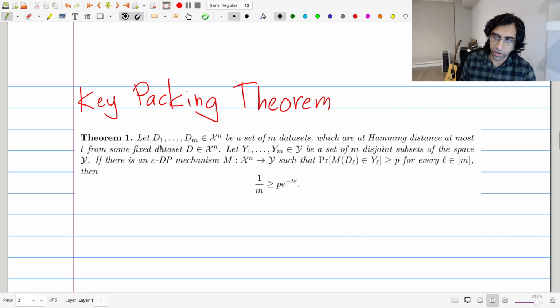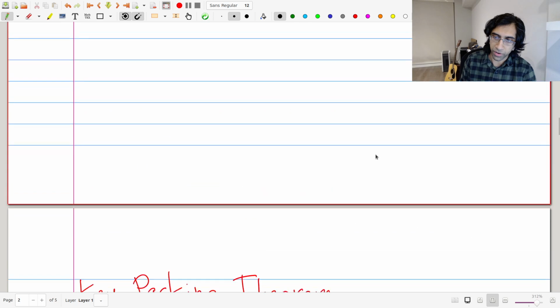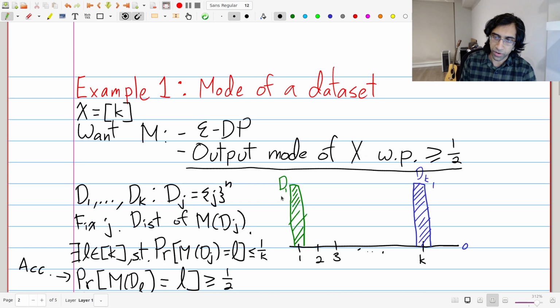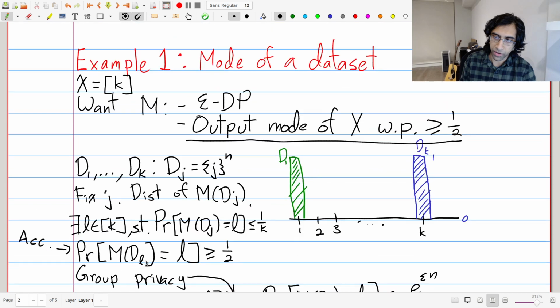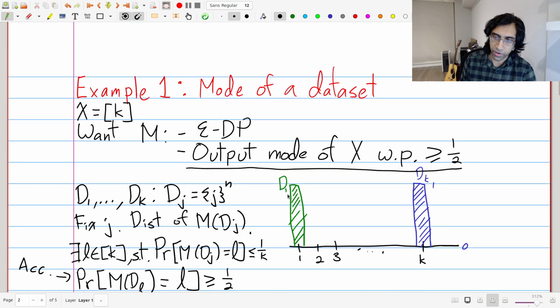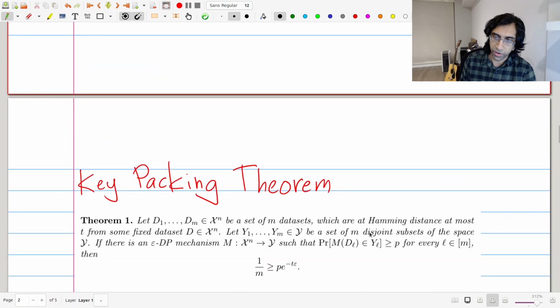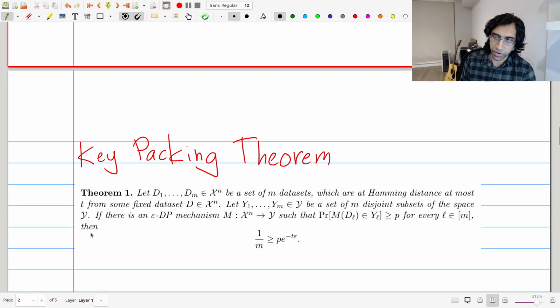And let's also at the same time let y1 through ym be a set of m disjoint subsets of the space y. That's like the output set of the algorithm. The important thing is that they are disjoint, that is, they don't overlap. The reason that's important is similar to the idea we used here: these are different sets of the output, and we have a distribution over the probability that falls into each of them. You don't want to have to account for probabilities in the overlaps. So it's important that these are disjoint subsets of the output space.